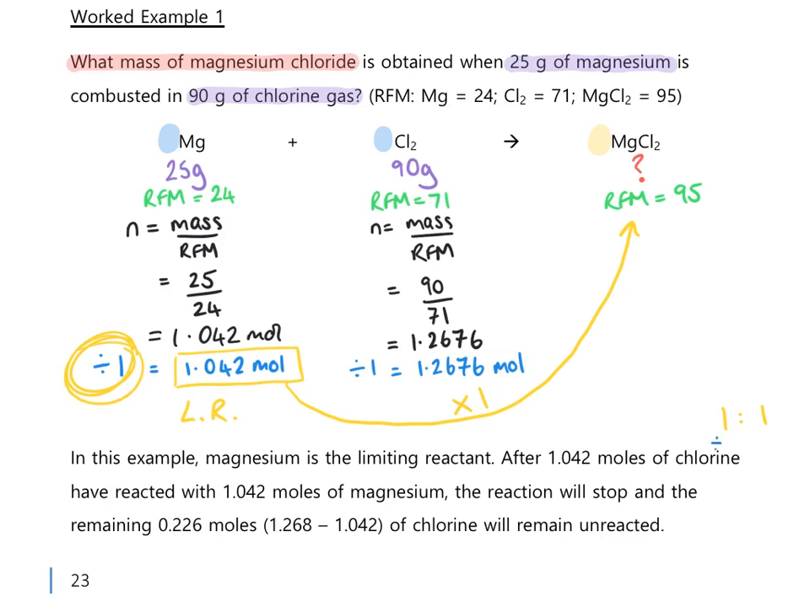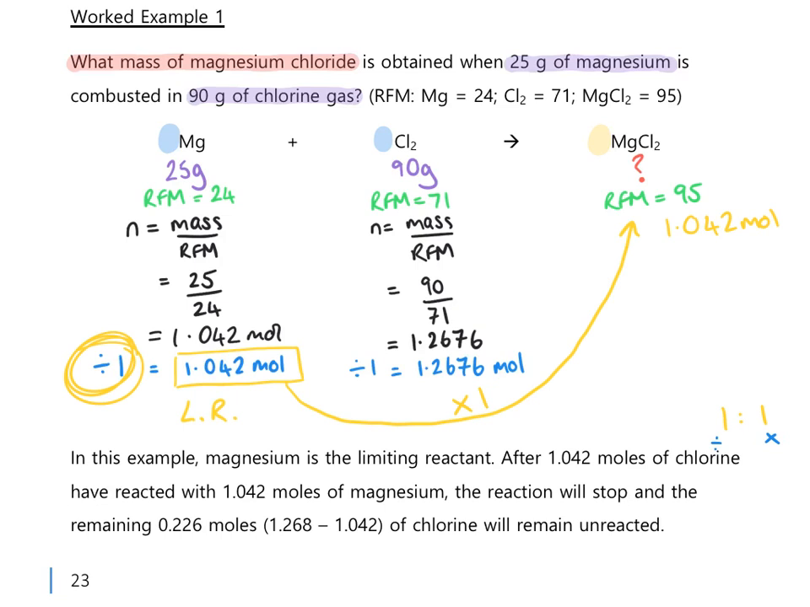That step is already done, so all I need to do is the multiplied by stage, and this will be important in future examples. So instead of writing 1 to 1, I'm just going to write times by 1. When we do these examples, we're essentially just going to multiply by the number in front of the product that we are going to, and we'll see that in future examples. So we're just multiplying by 1. That's going to give me the same number of moles. So that's 1.042 moles.